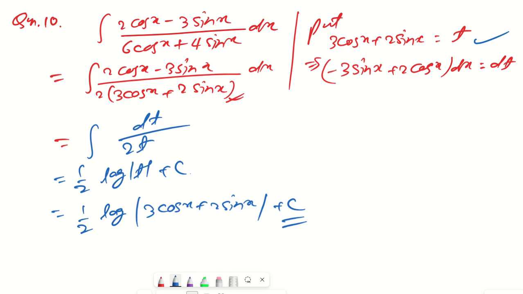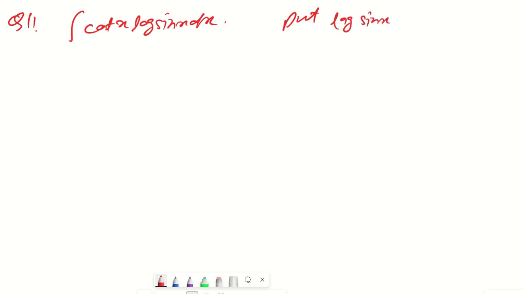Let's take one more question. So the question is integration of cot x log sin x. So what can we do? We have log sin x, so we have to understand how to replace that. So shall we do one thing? Let us put log of sin x is equal to t.